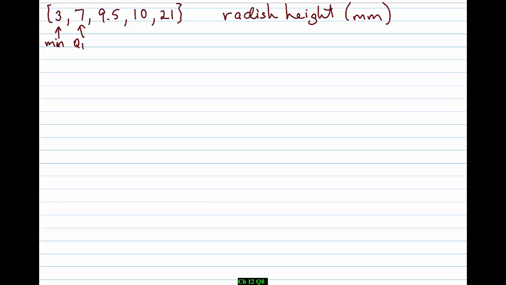Q1 is 7. The median is 9.5 millimeters. Q3 is 10 millimeters. And the maximum observation is 21 millimeters. So how do we compute whether there are outliers present? Well, we have to compute the lower fence and the upper fence. That is the cutoffs for how extreme an observation needs to be to consider it an outlier.